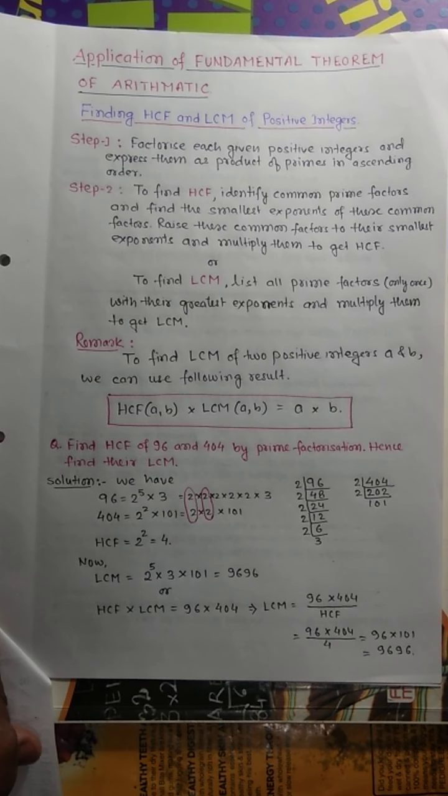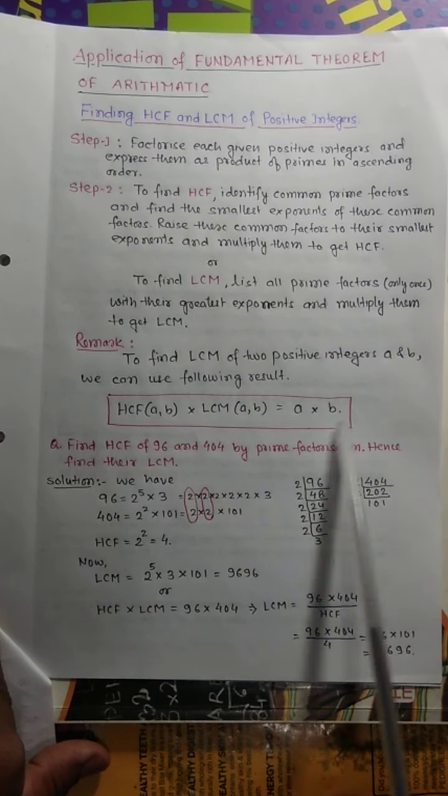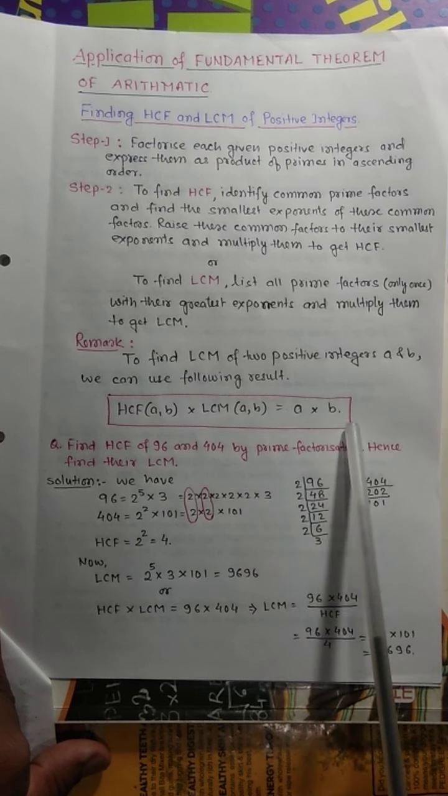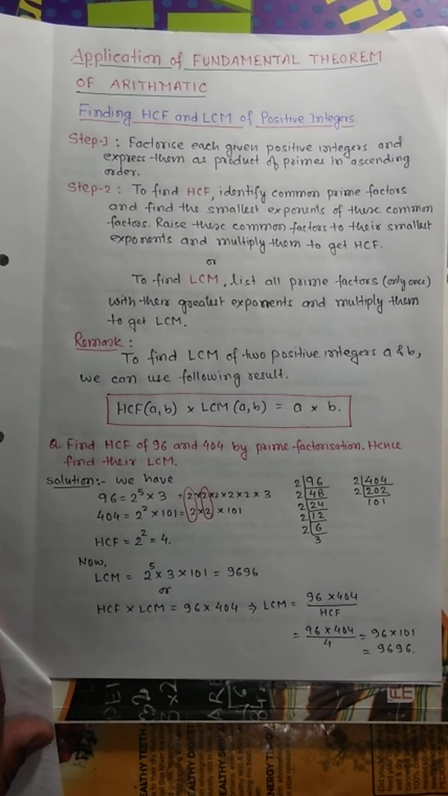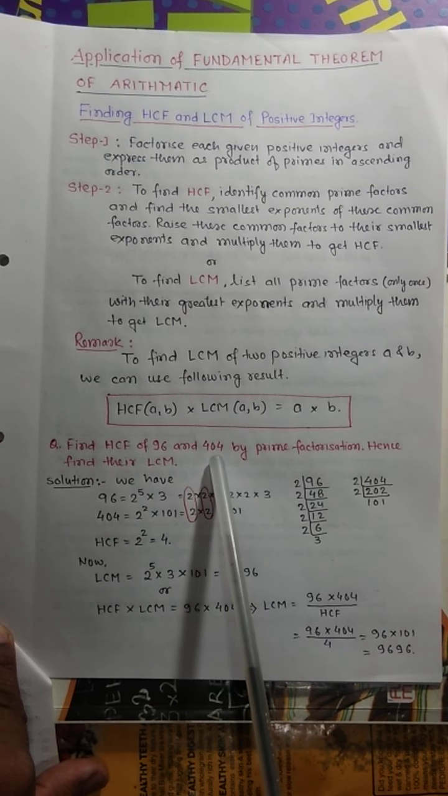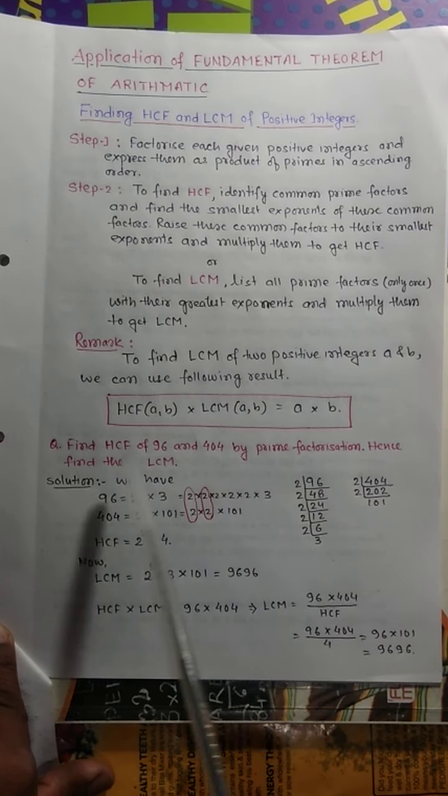After finding any one of LCM and HCF, we can use this relation very frequently: HCF into LCM of two numbers equals the product of the two numbers, a into b. Now let's have an example to clarify this LCM and HCF. Find HCF of 96 and 404 by prime factorization, hence find their LCM.